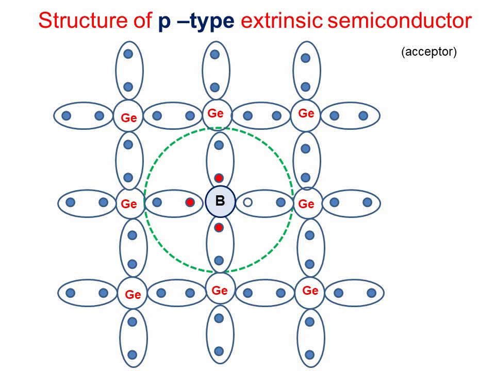So, in this p-type extrinsic semiconductor, the active charge carrier is the hole. The majority charge carriers are holes, and the minority charge carriers are electrons in p-type extrinsic semiconductor.